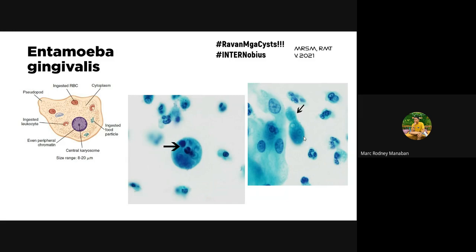because that would really help us in looking at the cytoplasmic inclusions. All right, so if WBCs inside, E. gingivalis, but if it's RBCs, E. histolytica. All right, so generally Entamoeba gingivalis can be recovered from the mouth, okay, but there have been cases where it was recovered from the vagina.